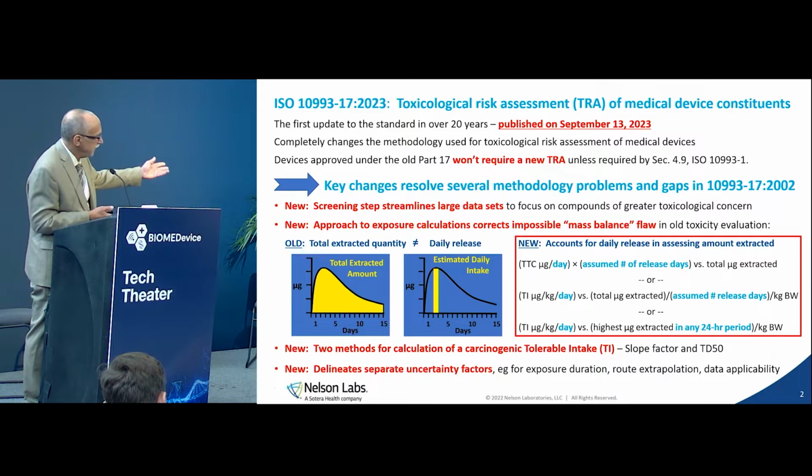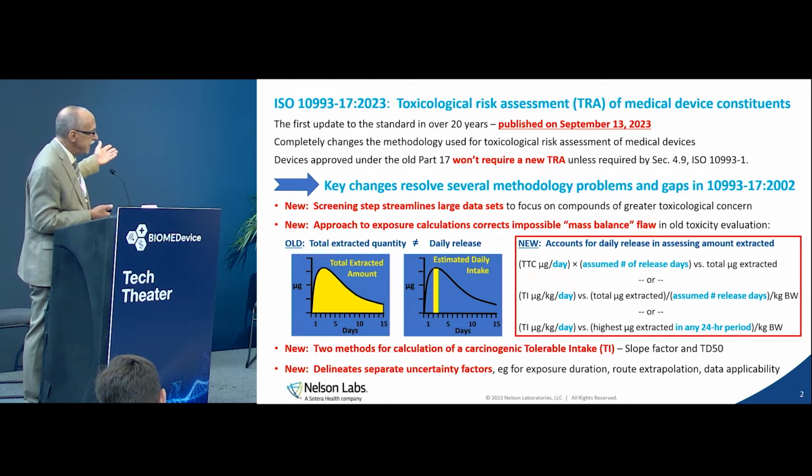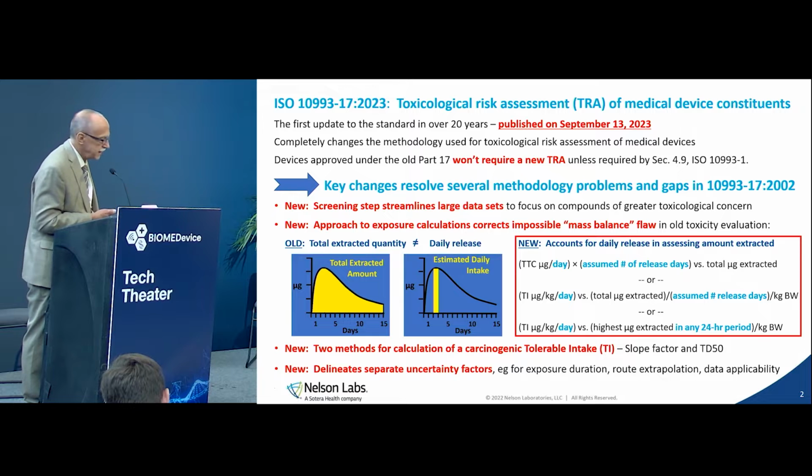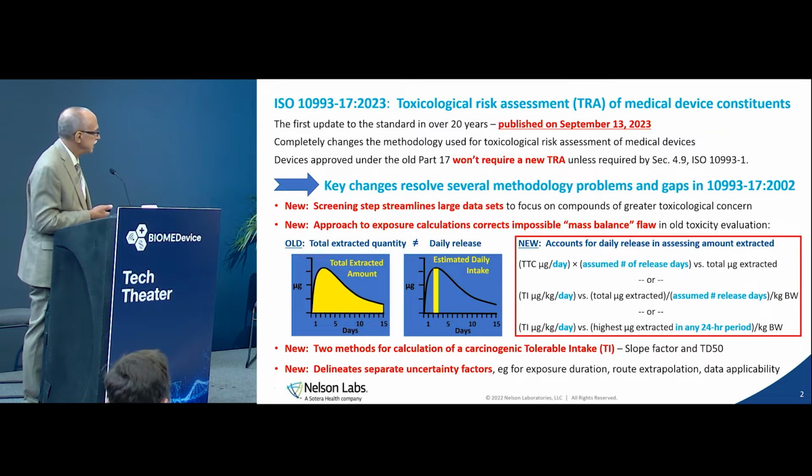As you see on the left there, this is what happens when you extract a device. A lot comes out, but it comes out over time and depletes. In the old standard, you compared that as an estimated daily intake. Well, that's really overkill. The true daily intake in just a 24-hour increment is a small amount. Hence, they revised the standard. The box on the right here says they are now accounting for daily release and assessing the amount extracted, which is more realistic for risk assessment.